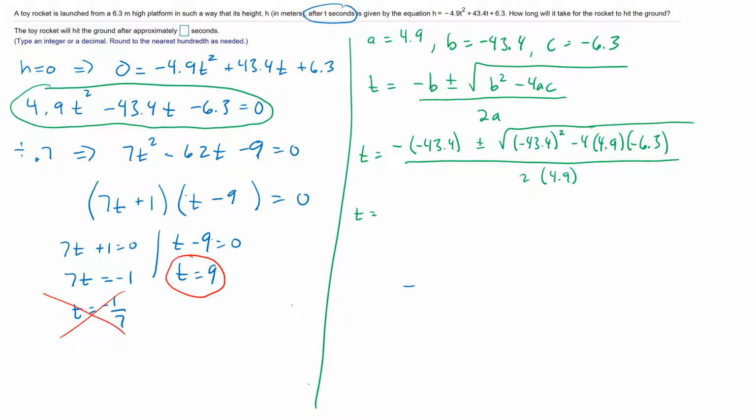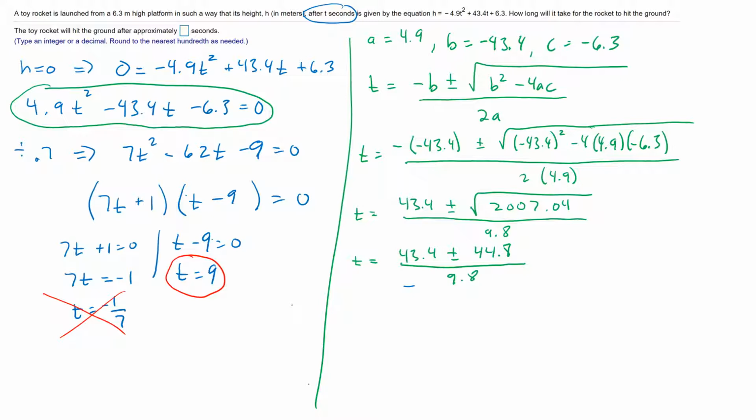And then now we're going to simplify, so we have positive 43.4 plus or minus the square root. If we take negative 43.4 squared, and then we add the product of 4 times 4.9 times 6.3. It'd be adding that product because of the two negatives, the negative 4 and the negative 6.3. So if we simplify what's inside the square root, that's called the discriminant, the b squared minus 4ac, with the help of a calculator, we'll see that we get 2007.04. And 2 times 4.9 on the bottom is 9.8. So we have t equals 43.4 plus or minus the square root of 2007.04, which with the help of a calculator I got 44.8.